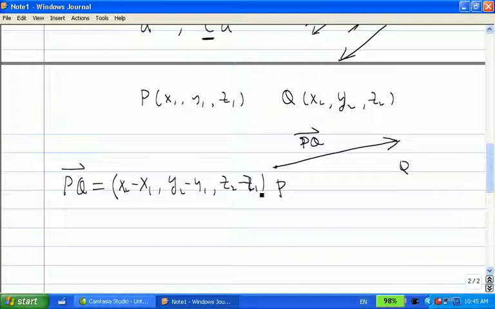Minus z1. Now the order is important. The vector from point P to point Q is equal to minus the vector from point Q to point P.